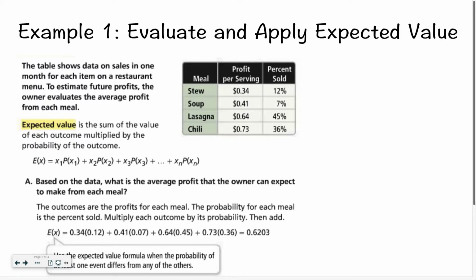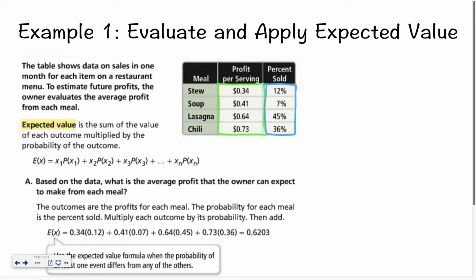Alright, so example 1, evaluate and apply expected value. The table shows data on sales in 1 month for each item on a restaurant menu. To estimate future profits, the owner evaluates the average profit from each meal. So the owner took their stew, soup, lasagna, and chili and figured out how much they make per serving of that food. Then they looked at all of the orders and figured out the percent of the orders for each of those items. That's how frequently those 4 items are ordered.